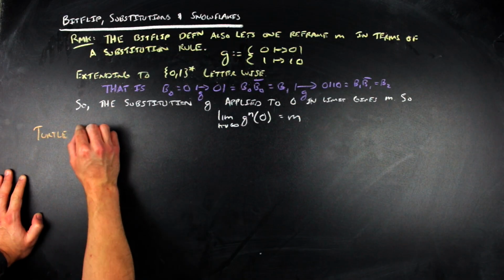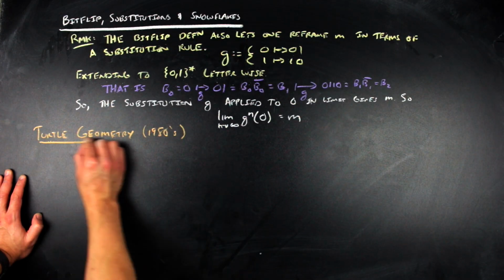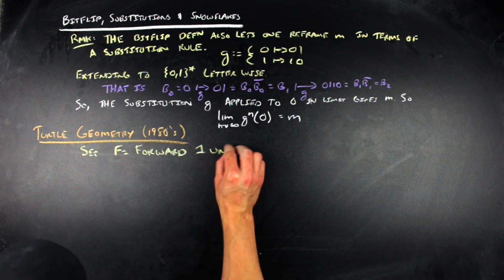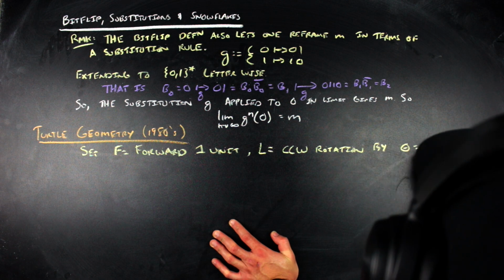And so for us, we're going to go ahead and set F to be the forward movement by 1 unit, and L to be the counterclockwise rotation by a fixed angle. In our case, theta is equal to pi/3.